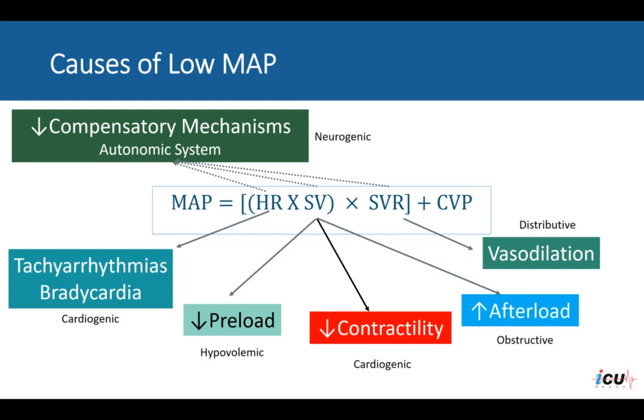So the clinical conditions for these abnormalities would be hypovolemic with the preload, cardiogenic with a decreased contractility, obstructive with increased afterload, distributive shock with vasodilatation, cardiogenic with any arrhythmias or bradycardia, and neurogenic with the decreased compensatory mechanisms.